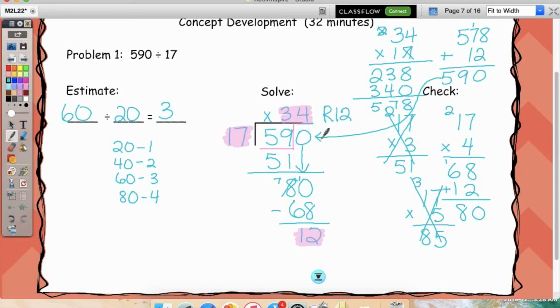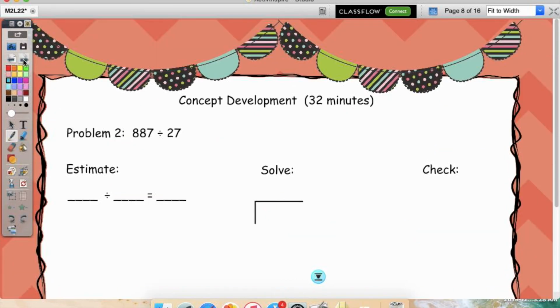The only thing that's different, anybody know? The chunking's different, bigger. And the bringing down. Yeah, we have to bring down today, okay? All right, and our checking is a little different too, isn't it? All right, so let's look at the next one.